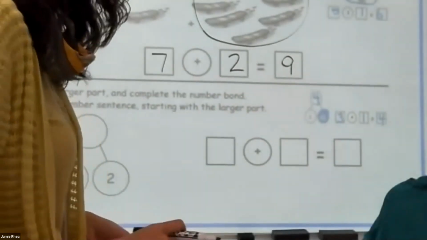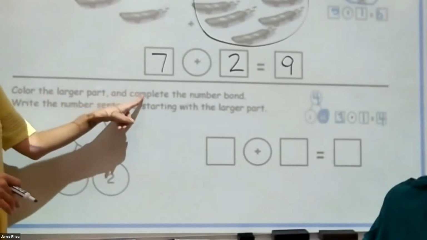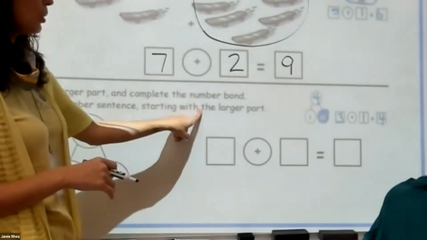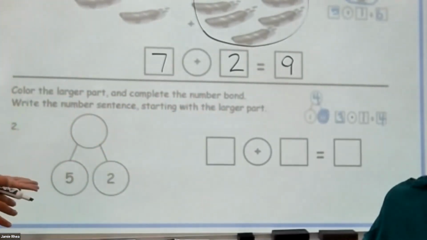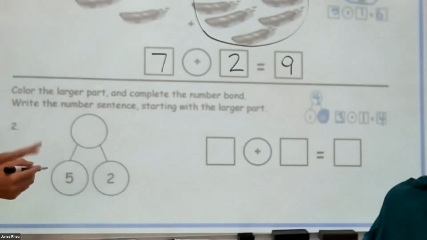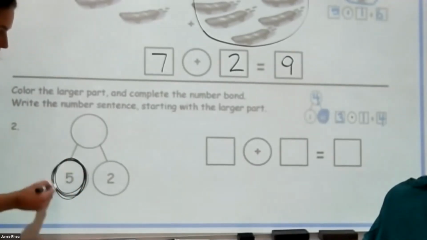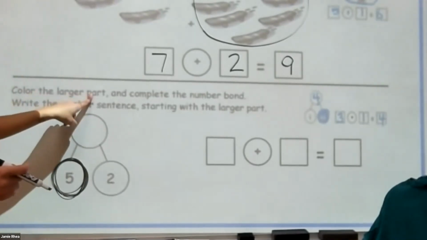So let's look down at number 2. Number 2 is a little different. Color the larger part and complete the number bond. Write the number sentence starting with the larger part. Okay, so here are my 2 numbers. Which one's larger? The 5. Now I'm not going to color it in because then you won't see my 5. So what I'm going to do is take my marker and make some circles around it. So it kind of looks like I've colored it. Now, we've colored the larger part.